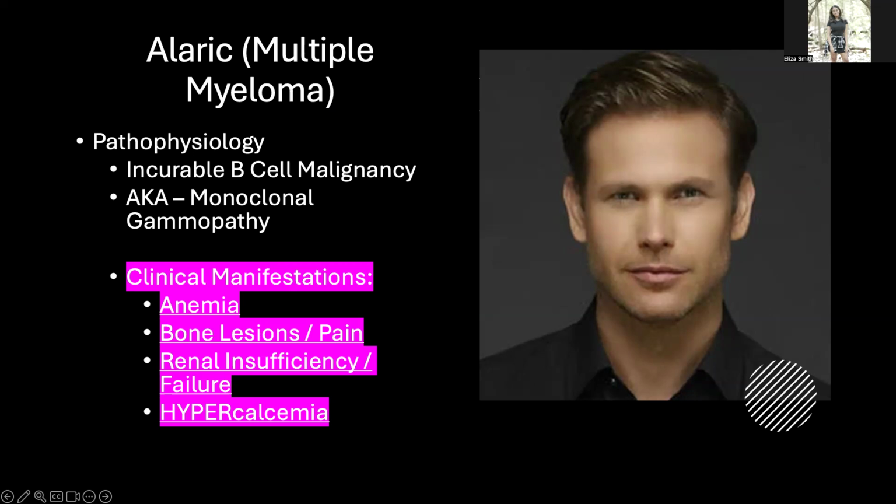So this is an incurable B-cell malignancy, and it's also called monoclonal gammopathy. Manifestations: anemia, bone lesions and pain, renal insufficiency or failure, and hypercalcemia. Some actions are going to be administering chemotherapy, as well as bisphosphonate therapy, which is going to reduce breakdown of bone tissue, which essentially is going to help with the risk of fractures and skeletal complications.